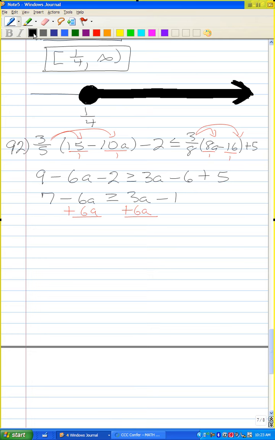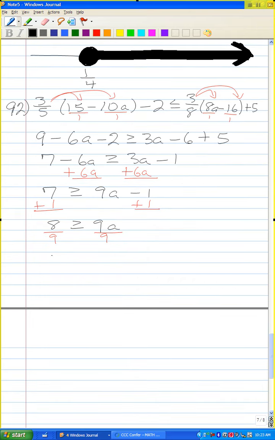And so, by the additive property of inequality, I have that 7 is greater than or equal to 9a minus 1. Let me add 1 to both sides of my inequality. And so 8 is greater than or equal to 9a. Let me divide both sides of my inequality by the positive constant 9. And so I have that 8 over 9 is greater than or equal to a.